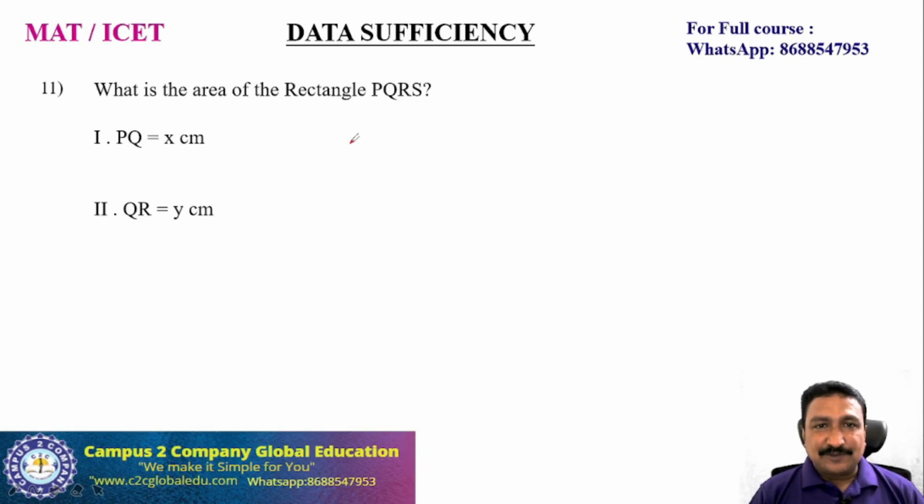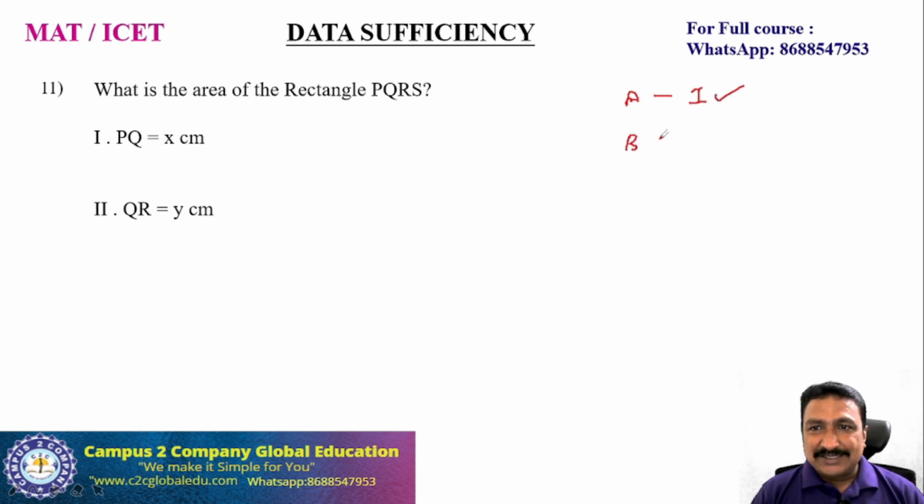In Data Sufficiency Basics 1, we discussed 10 problems. Now we will discuss the remaining problems in this video class. Already I told you choice A. Choice A means statement 1 alone is sufficient. Then you have to keep the answer as choice A.